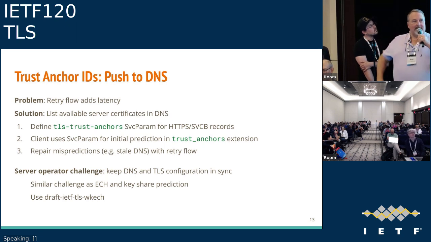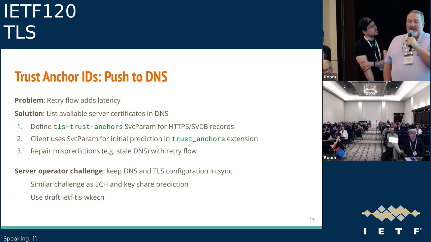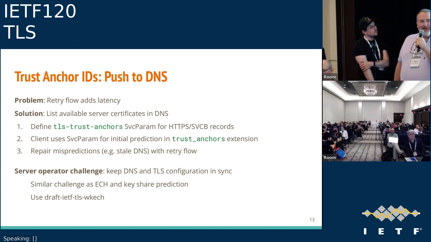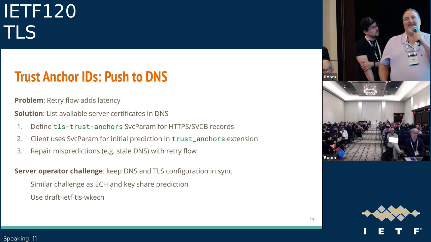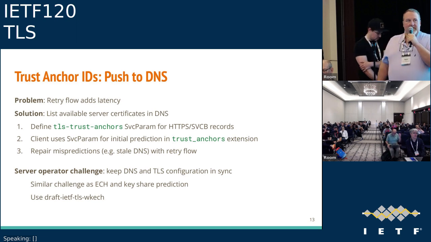However, to avoid the retry latency entirely, back to the, sorry, Rich. The retry flow that adds latency. So instead, we could list the available list of trust anchor identifiers in the DNS by an HTTPS service B record. The clients would look this up for an additional prediction in a trust anchors extension. At this point, the DNS could be stale. The DNS could have the wrong information in it compared to what the server actually has. So at that point, you would only use the retry flow to repair mispredictions when the client gets the wrong answer from the DNS, picks incorrectly, and you have to retry with authoritative information from the server itself.